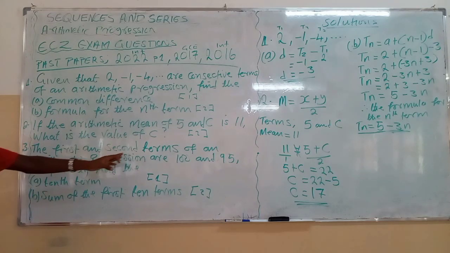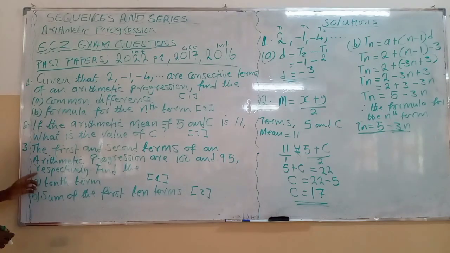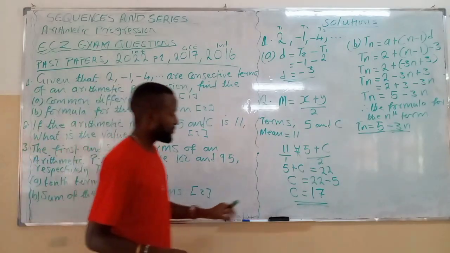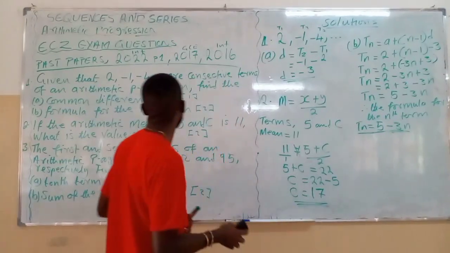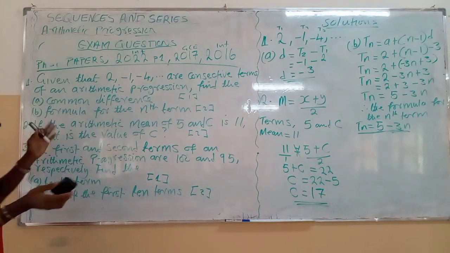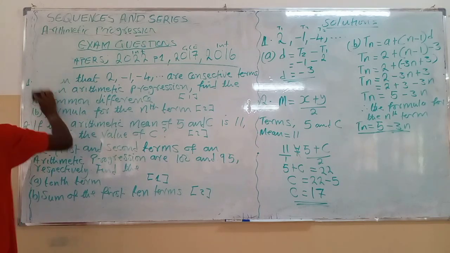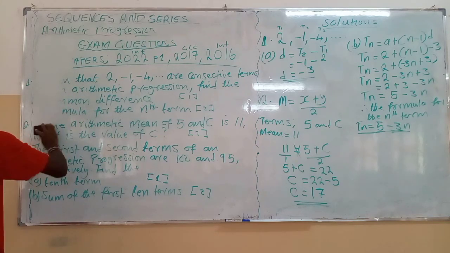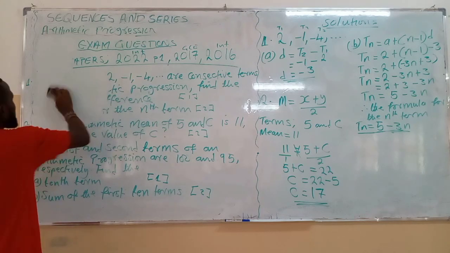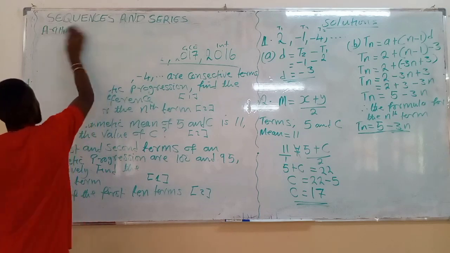The first and second terms of an arithmetic progression are 100 and 95 respectively. Find the 10th term and the sum of the first terms. Okay, let me erase this part. I believe you have already made your own notes, so make the notes in your own book. Question 1 and question 2 we are done. Now we move on to question 3.